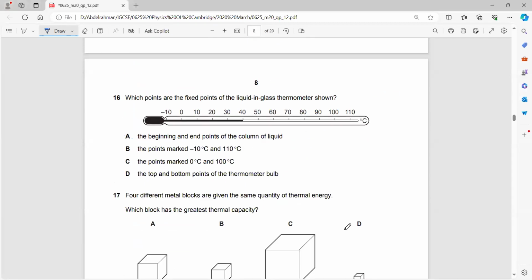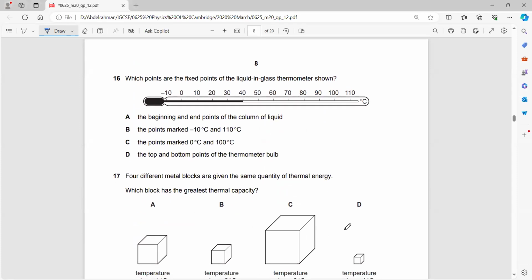Next question. Question 16 is kind of cancelled. We know that thermometers have been removed, but again, you need to know that 0 degrees Celsius is the freezing point, and 100 degrees Celsius is the boiling point. You can say zero is the freezing and melting point, and this is the boiling or condensation point.